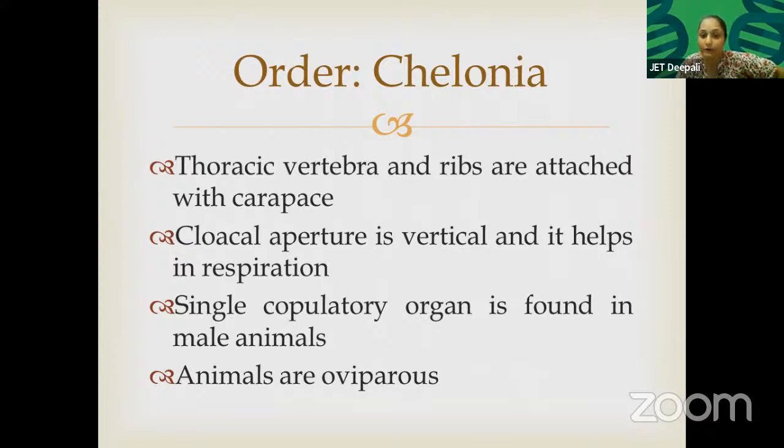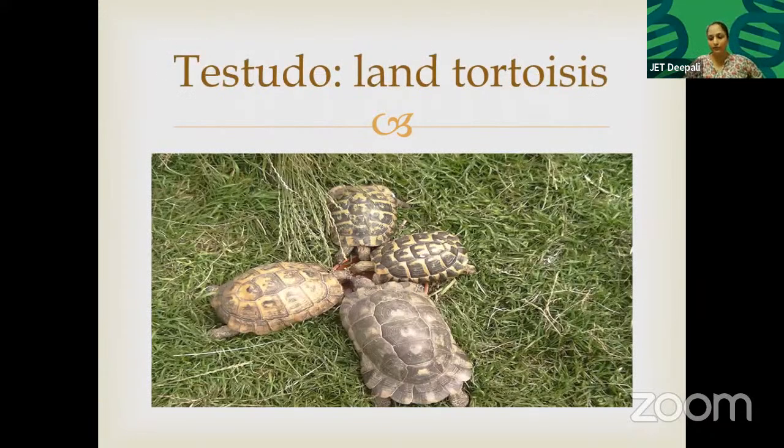Single copulatory organ is found in male animals, means a single penis is there. Animals are oviparous, means they lay eggs. See, this is Testudo, land tortoise. Order Chelonia. See, this is called carapace. And the ventral part, you have all seen these turtles. Their dorsal part is called carapace and their ventral part, the soft kind of part, is called plastron. So the first example of order Chelonia is Testudo, land tortoises.